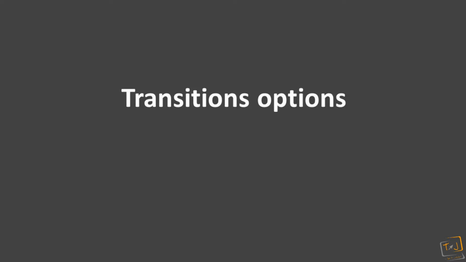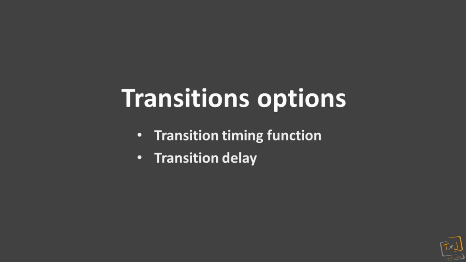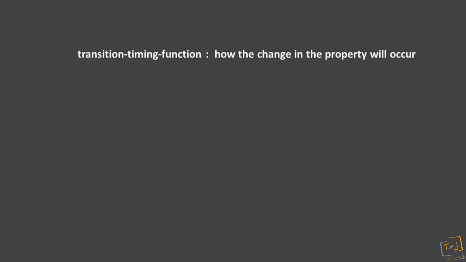Hello everyone! In this lesson, we will continue talking about the transition property and the other options we can deal with when using it on our HTML elements. Now, besides the transition property and the transition duration that we talked about in the last lesson, and remember we said that they are necessary for the transition to work on the elements, we also have two additional properties that we can use to take further control of our transition, and those are the transition timing function and the transition delay. First, the transition timing function simply refers to how the change in the property will occur.